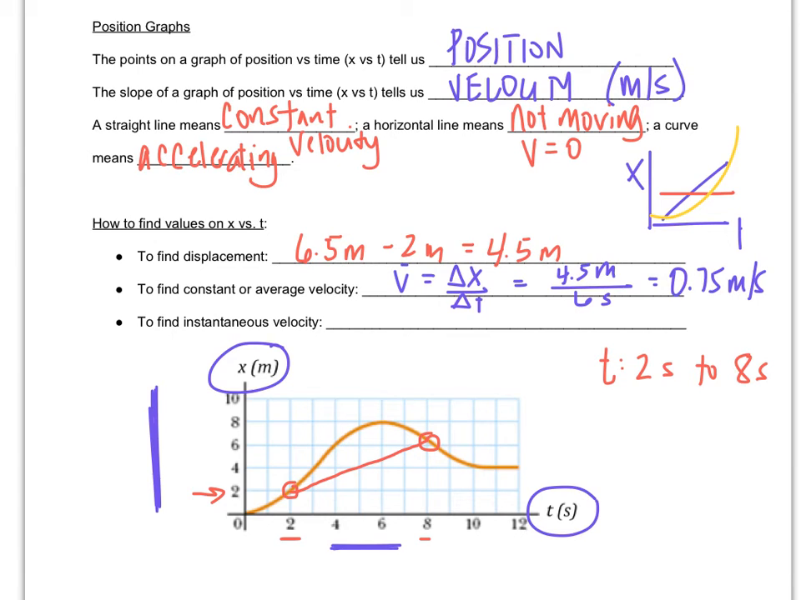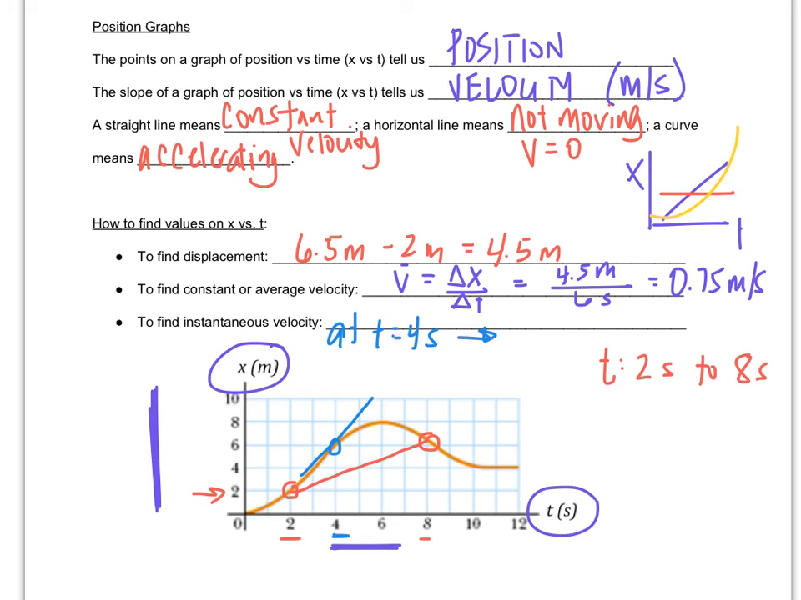Now if I want to find the instantaneous velocity, you can't have 2 different points. An instantaneous velocity is going to be at just one value. So let's say I wanted to find my instantaneous velocity at t equals 4 seconds. I would look at this time of 4 seconds, and I would draw a tangent line at that point. I'd grab a ruler and draw a line that is just touching at that single point, and then I have to try to find the slope of that particular line.